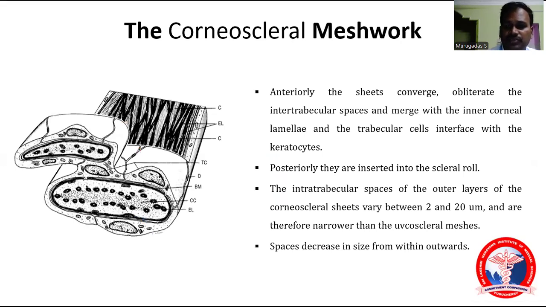Anteriorly, the sheets converge, obliterate the intertrabecular space, and merge with the inner corneal lamellae, and the trabecular cells interface with the keratocytes. Posteriorly, they are inserted into the scleral roll. The intertrabecular spaces of the outer layer of the corneoscleral sheet vary between 2 and 20 micrometers and are therefore narrower than the uveoscleral meshwork. That is, the pore size of the corneoscleral meshwork is less than the uveoscleral meshwork. The space decreases in size from within to outward.